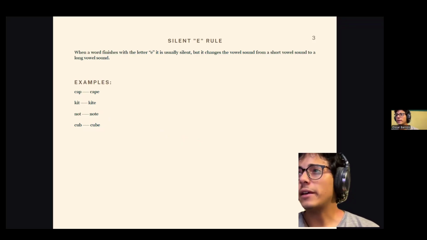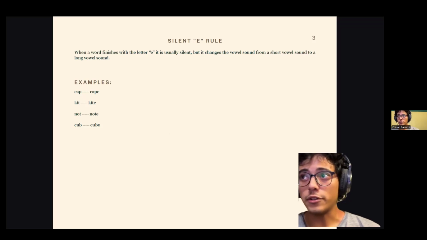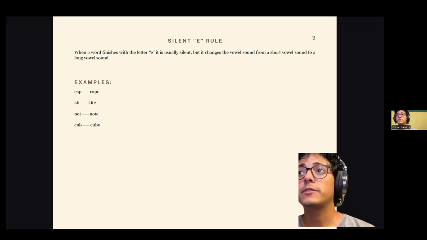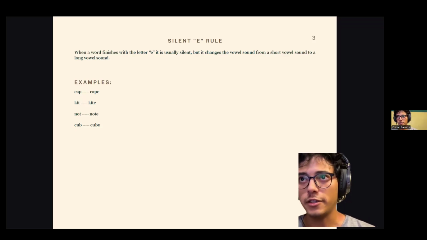And I hope the explanation for all of them, the long vowel sound, the silent E rule, and of course the interdental, both voiced and voiceless sounds, were satisfactory and understandable.